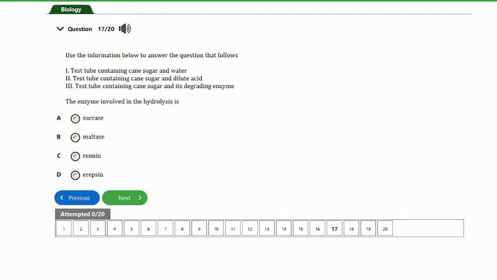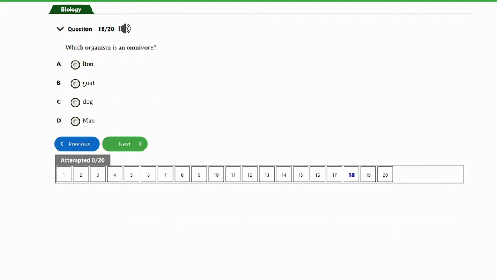Now guys, it is option A because cane sugar is a carbohydrate that is made up of fructose and glucose, and that's sucrose. So cane sugar is a sucrose in this case. So it will be hydrolyzed by the enzyme sucrase in order to yield fructose and glucose. So let's consider the next question, guys, and that's question number 18.